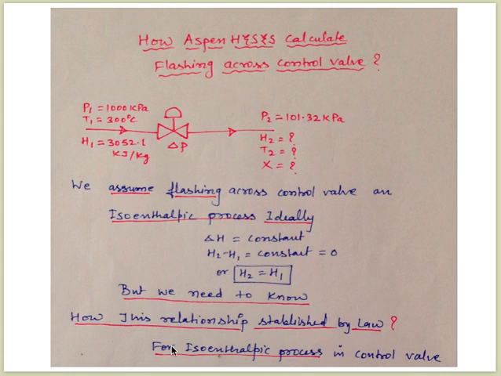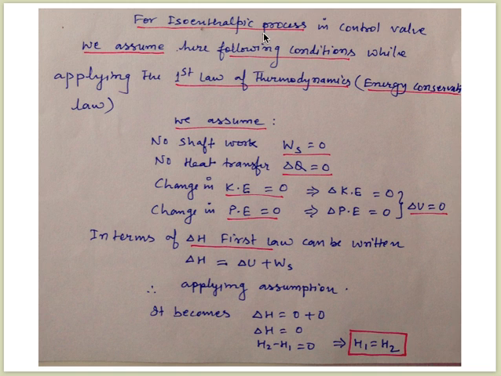So for an isenthalpic process in a control valve, I will explain this. We assume certain conditions while applying the first law of thermodynamics, which is the energy conservation law. So we assume that shaft work Ws equals 0, meaning we are not producing any work from this. No heat transfer.